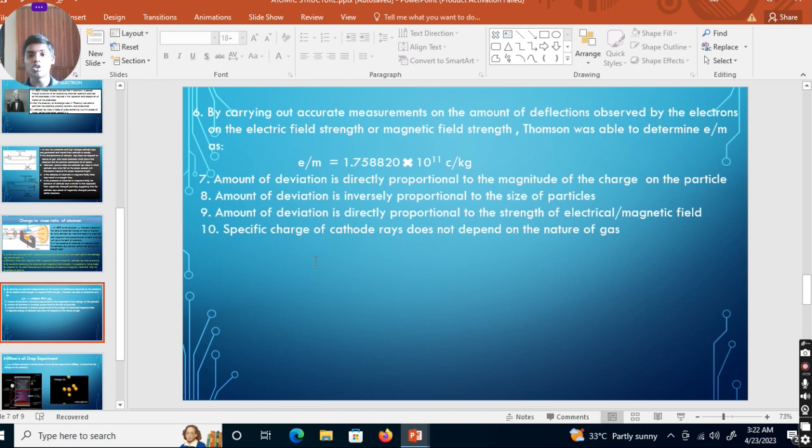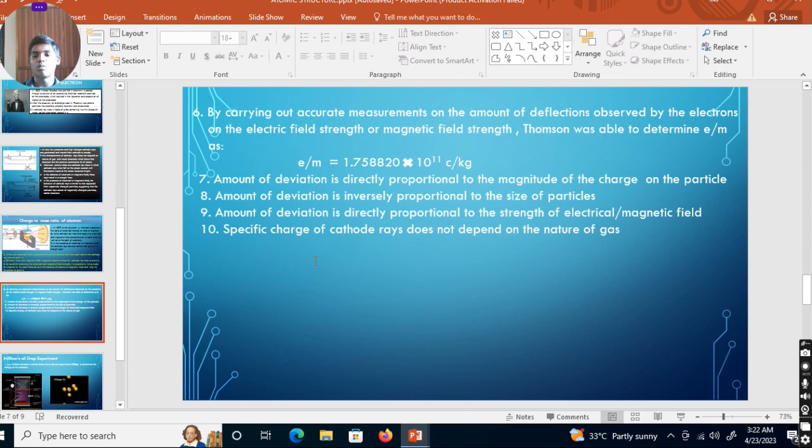Now he observed some more points on the deviation of the cathode ray particles. The amount of deviation is directly proportional to the magnitude of the charge on the particle. It means if the charge of the cathode ray particle is more, the amount of deviation is also more. If the charge is less, the amount of deviation is also less. This is the main observation he made.